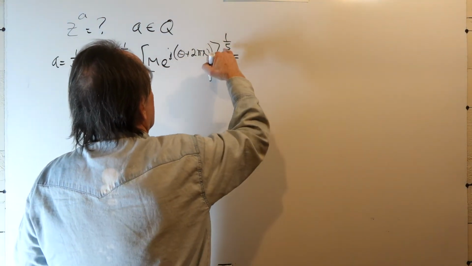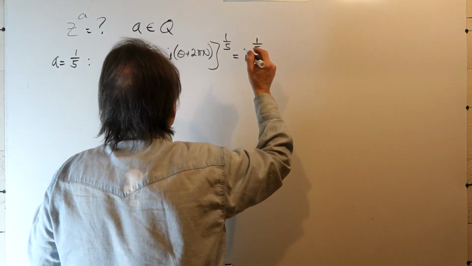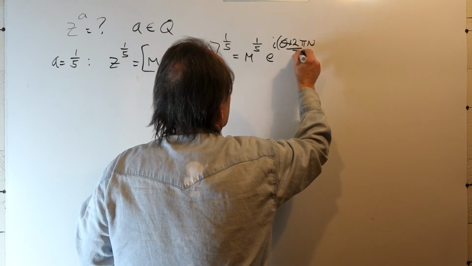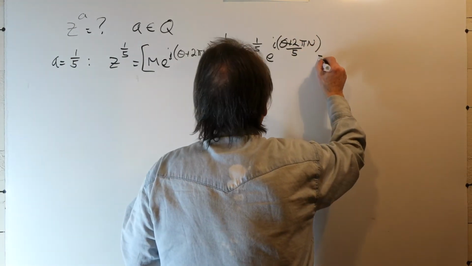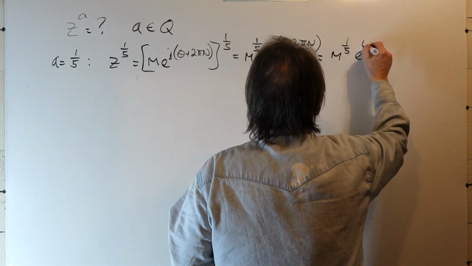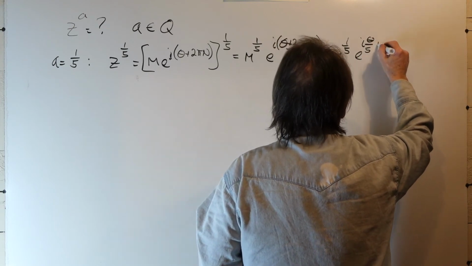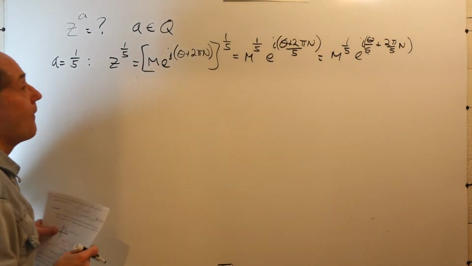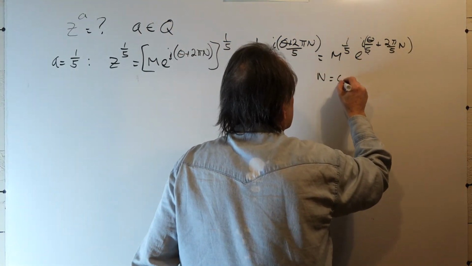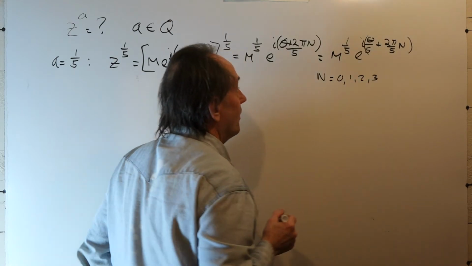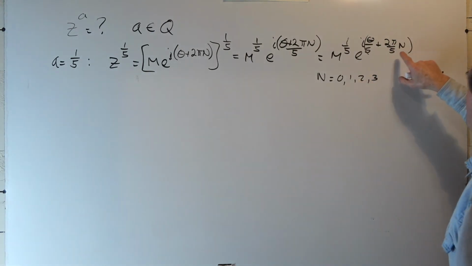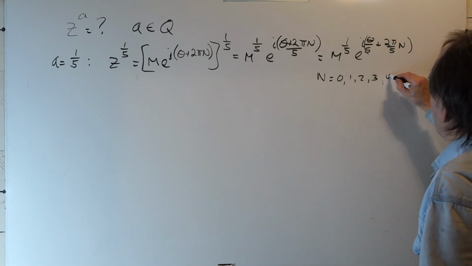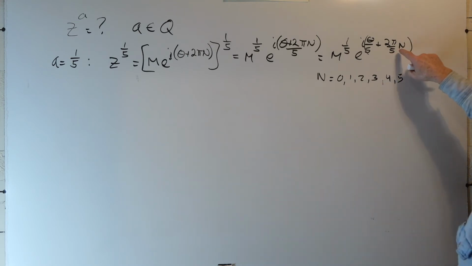Now, taking the exponent on through, this becomes m to the 1/5 e to the I theta plus 2 pi n, divided by 5. Or we can write this as m to the 1/5 e to the I theta over 5 plus 2 pi over 5 times n. Now, as we increment n, 0, 1, 2, 3, and so on, we see that as we increment n, we're adding 2 pi over 5 to the angle. And we have to do this 5 times before we get back to where we were.